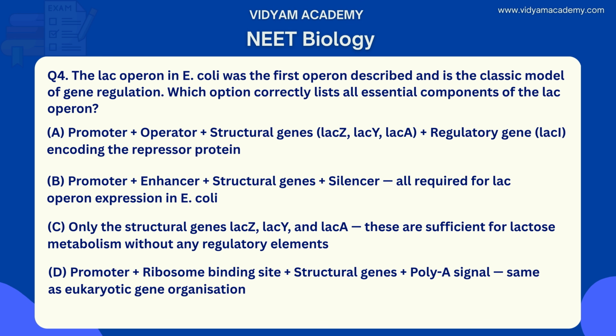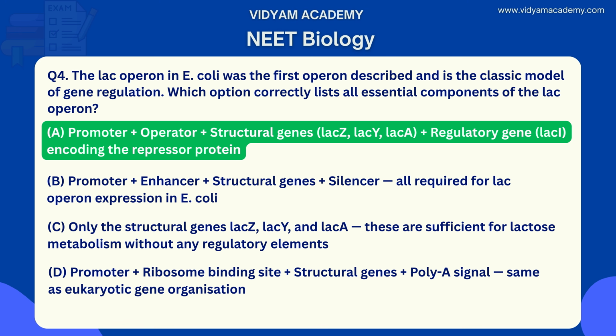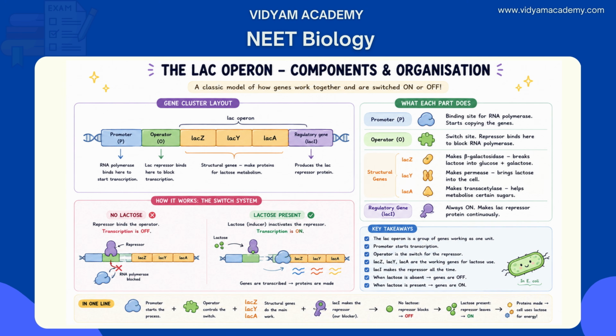Yes, option A is the right answer. Let's see how and why. The lac operon, Jacob and Monod 1961, is organized as a cluster of functionally related genes controlled as one transcriptional unit. The promoter is where RNA polymerase binds to initiate transcription. The operator is a short DNA sequence between the promoter and structural genes, where the lac repressor binds to block transcription. The three structural genes are lacZ, which encodes beta-galactosidase, cleaving lactose into glucose and galactose.